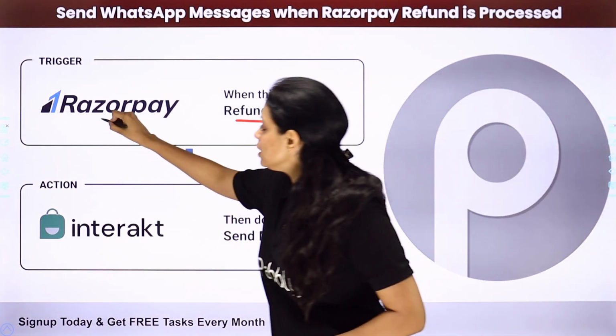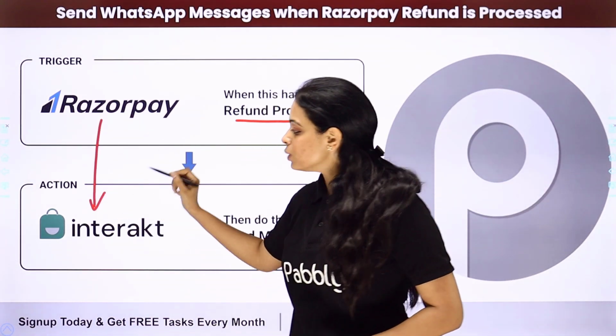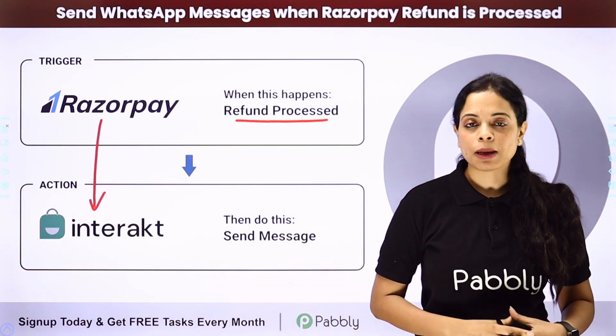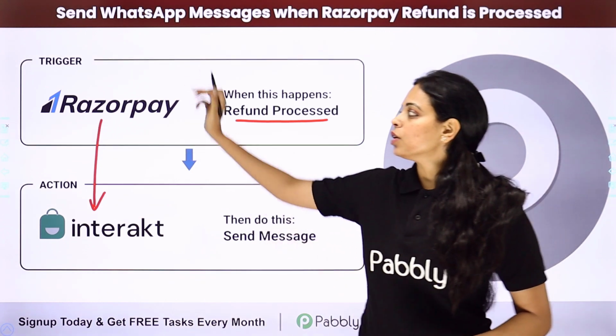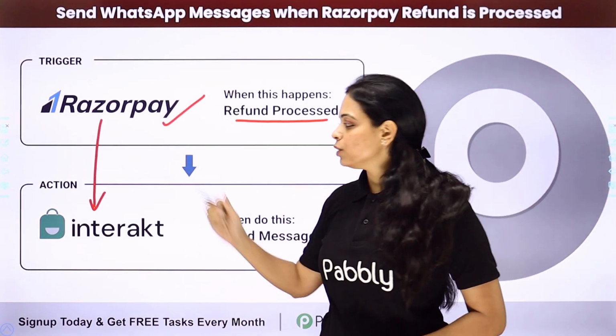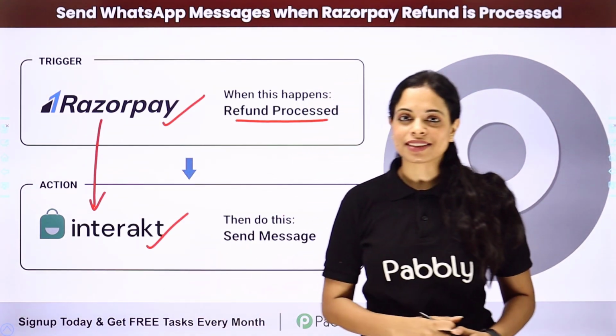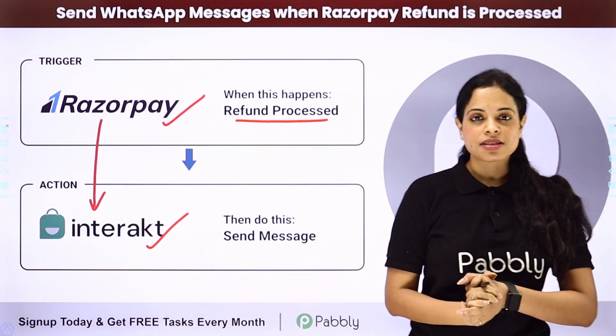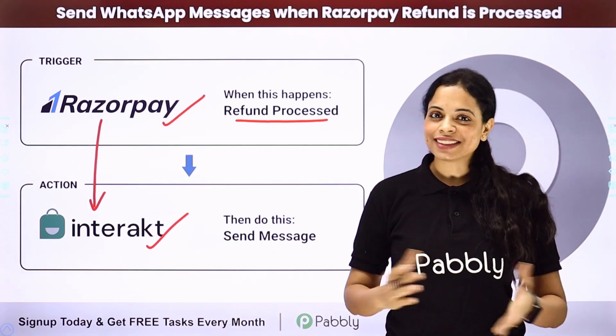For this, we will have to integrate Razorpay with Interact, which helps us in sending WhatsApp messages, and the same thing can be done using Pabbly Connect software. So here, your trigger application will be Razorpay and your action application will be Interact. Now how can you integrate and automate this entire process yourself? To understand that, let me take you to my screen.